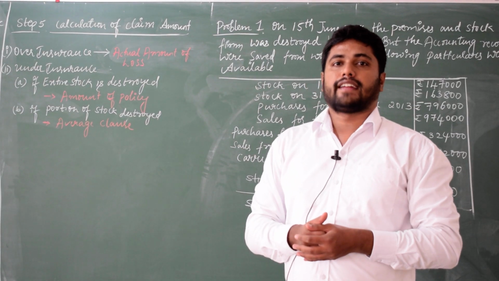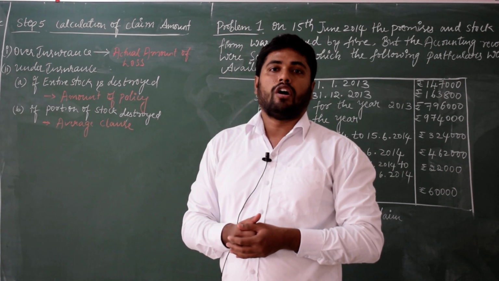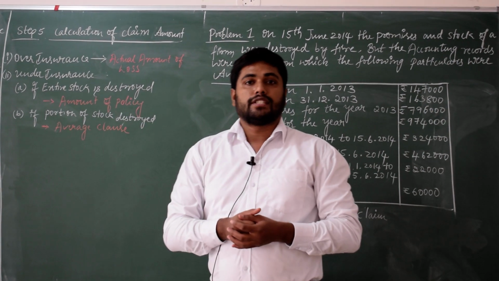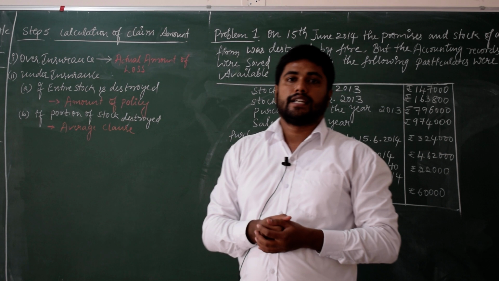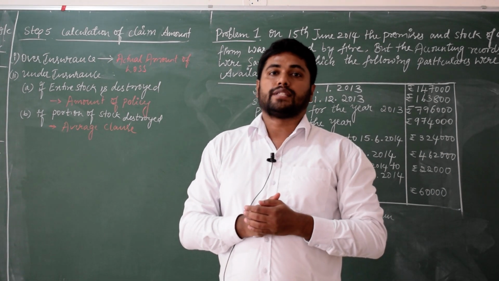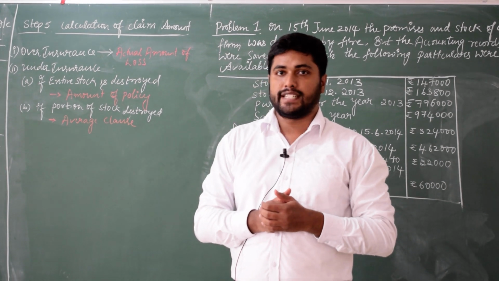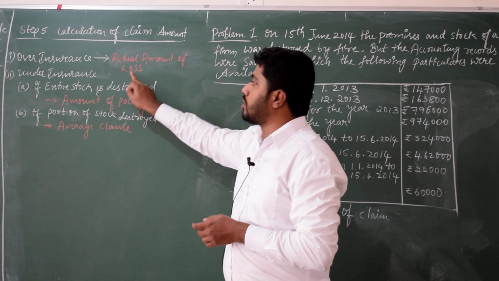While calculating claim money, we need to know whether the policy is overinsured or underinsured. In case of overinsurance, the claim amount will be the actual amount of loss. So, what is overinsurance? If the policy amount is more than the actual value of stock, then it is considered as overinsurance. In case of overinsurance, the claim money will be actual amount of loss.